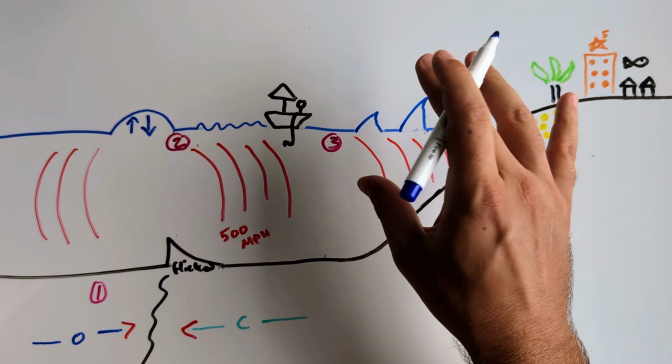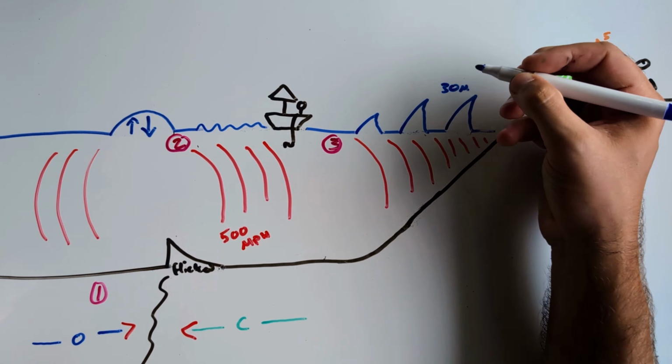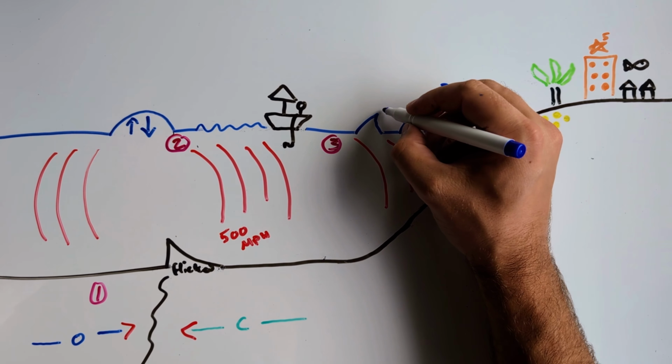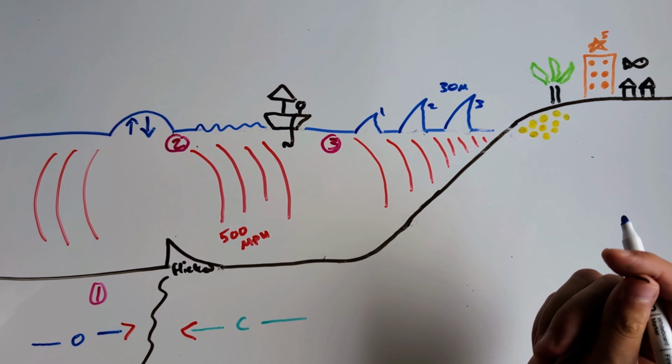Now, again, these waves probably on average max out about 30 meters high. So they're not the 200 meters you might see online. They're also not one wave. They can be a series of waves, okay?